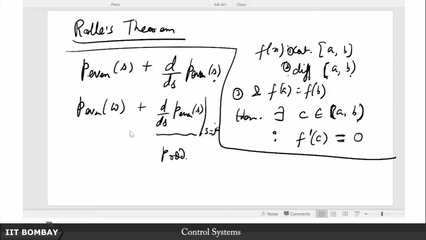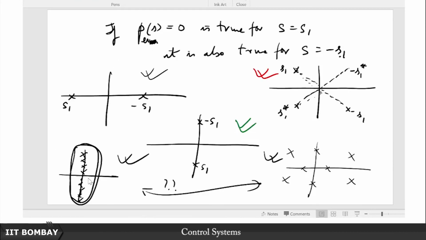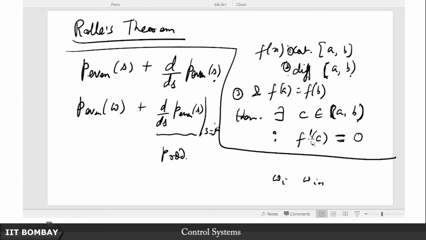Rolle's theorem tells me that if you have two zeros of P even, for example omega i and omega i plus 1, what does it mean? It means that P even vanishes on the imaginary axis. So between two such zeros of P even, the derivative of P even must vanish because of Rolle's theorem, because it is a continuous function, differentiable in this interval. Therefore the derivative must vanish, and therefore the interlacing property will hold true.